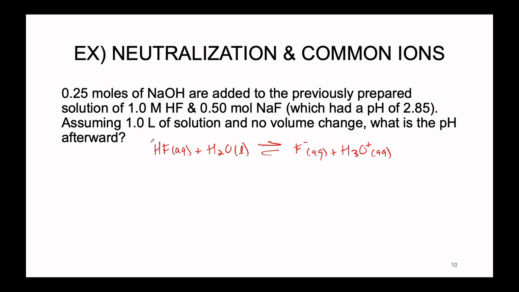Since we have a weak acid, our HF is a weak acid, F- is a conjugate base, we have to acknowledge this reversible nature. That's the whole point of everything that we've been doing since chapter 15. So we have some initial concentration, some change in concentration, some equilibrium concentration. The HF concentration initially is going to be 0.75 moles, all divided by 1 liter. The F- concentration is 0.75 moles, also divided by 1 liter.